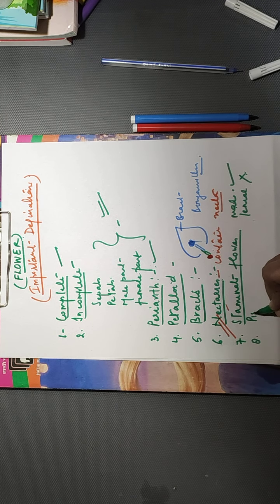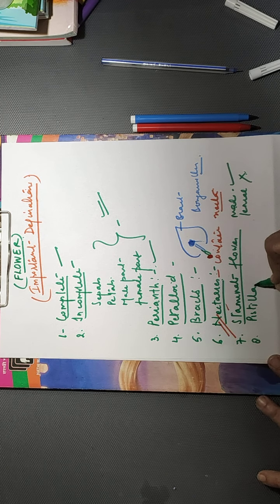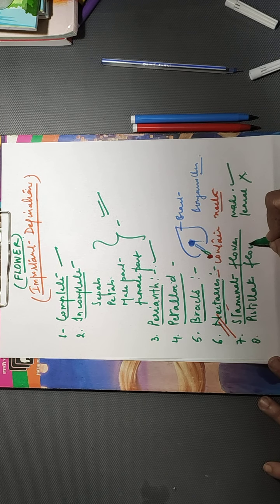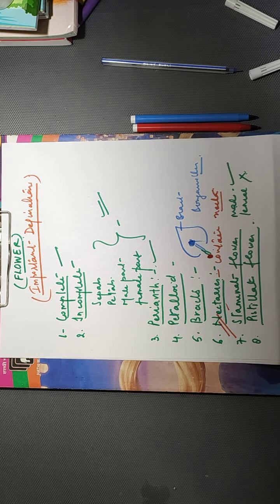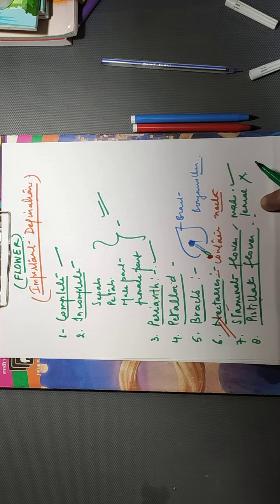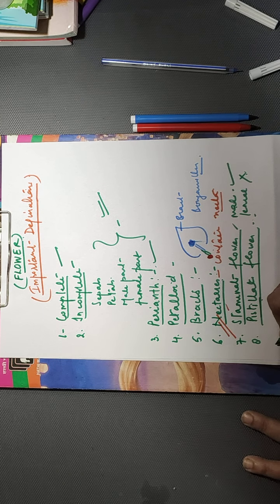And pistillate flower. A flower which has the female part present in it and the male part absent is a pistillate flower. Just opposite of staminate flower. Pistil is made from what? It's the female part. So when the female part is present, it is a pistillate flower. When the male part is present, then it's a staminate flower.